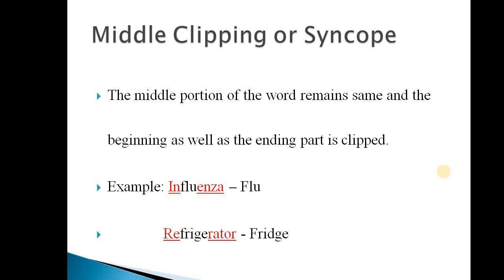Now again, a similar example of middle clipping is refrigerator. So again the beginning section re and the ending section rator, these beginning and ending sections are clipped, and what remains is fridge, with a different spelling. So this is how middle clipping or syncope takes place to form a new word, to create word formation.